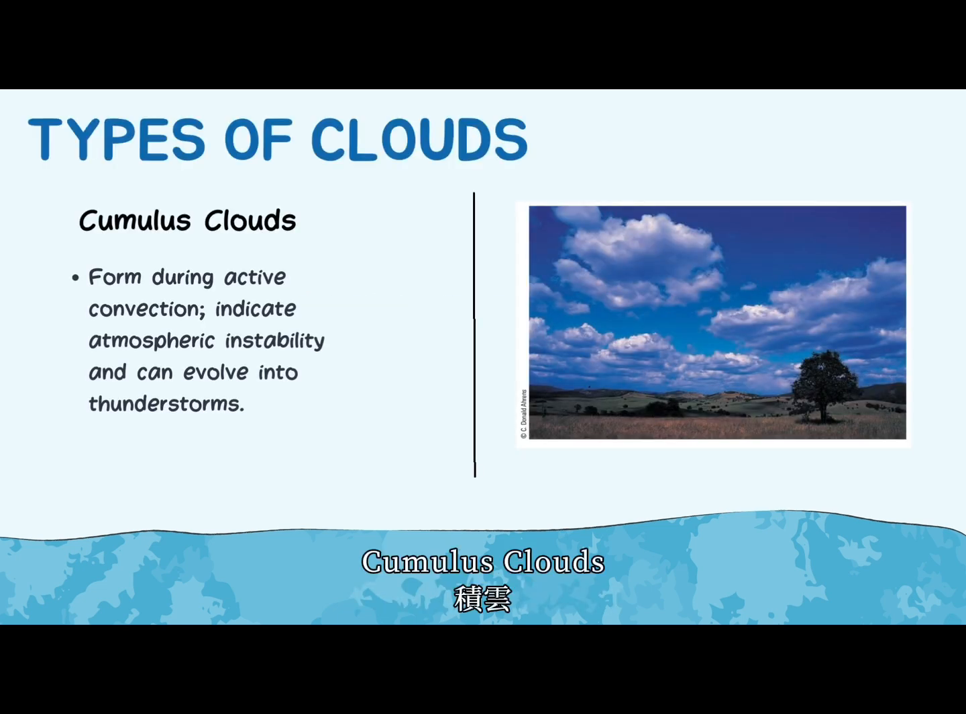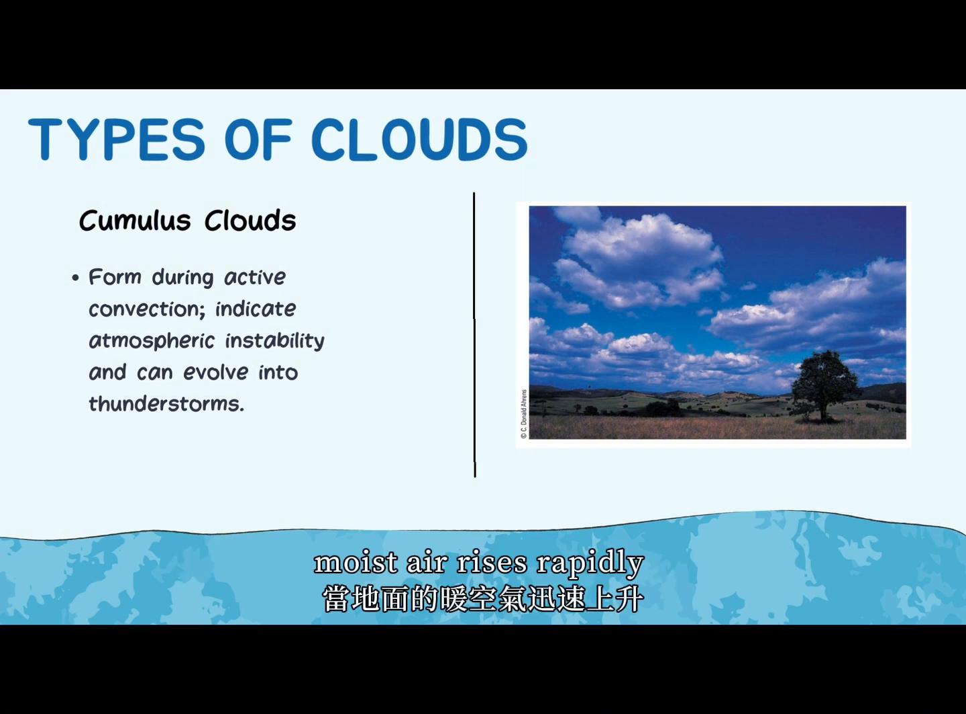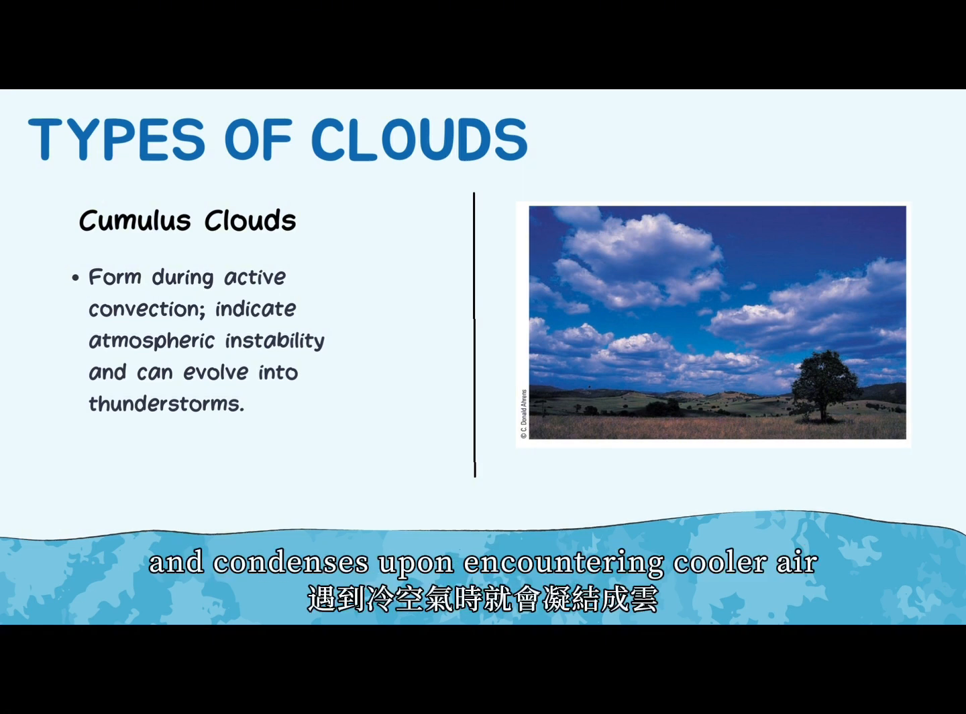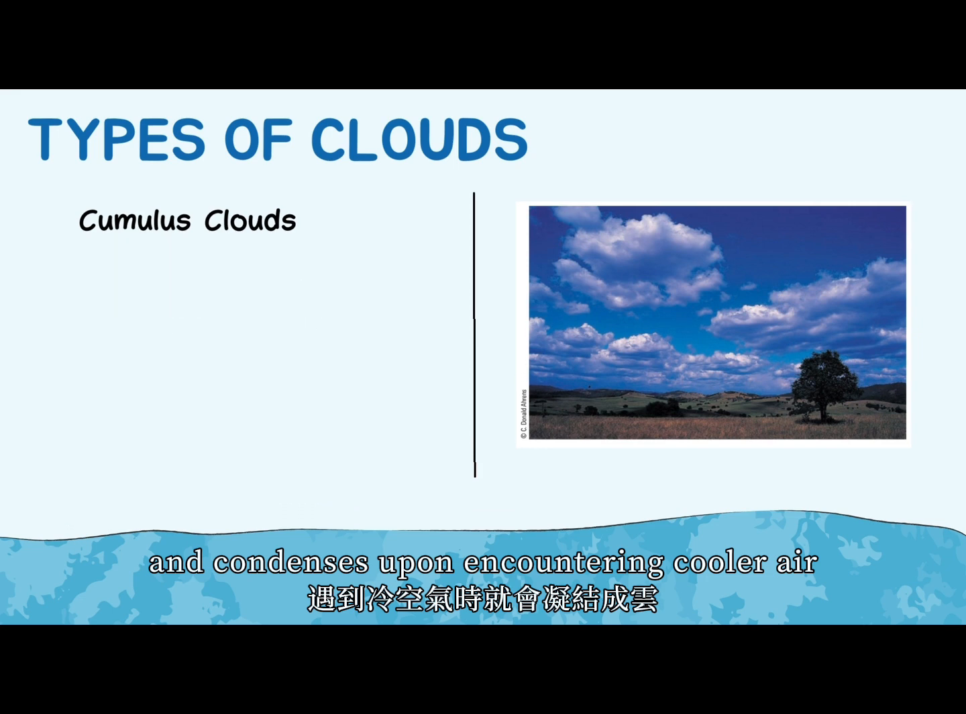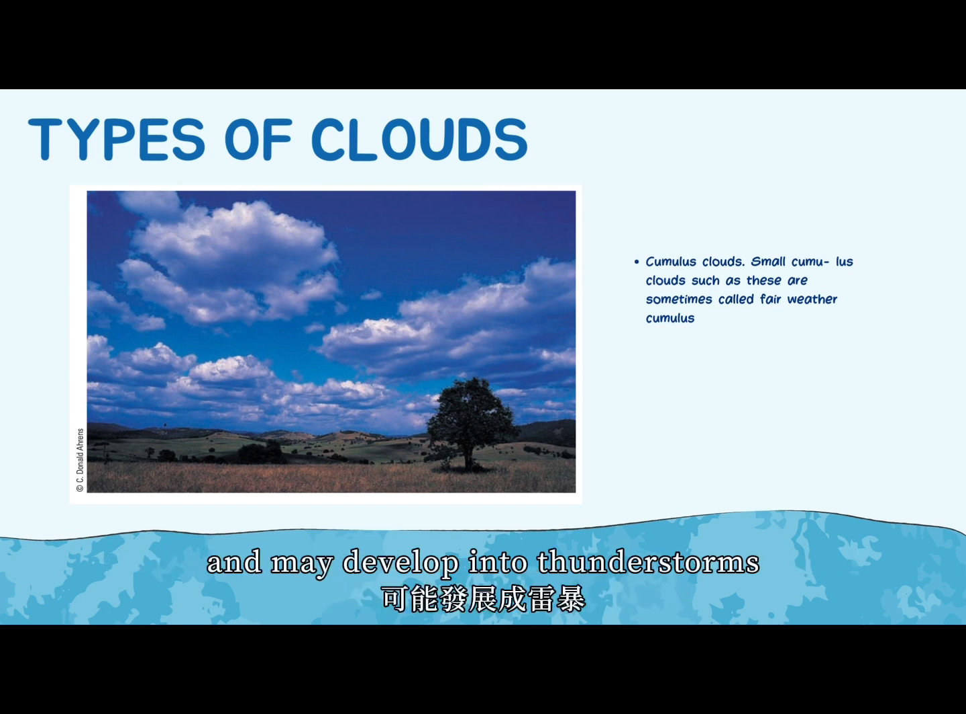Cumulus clouds. These clouds typically form during active convection days when warm, moist air rises rapidly and condenses upon encountering cooler air. Such clouds often indicate atmospheric instability and may develop into thunderstorms.